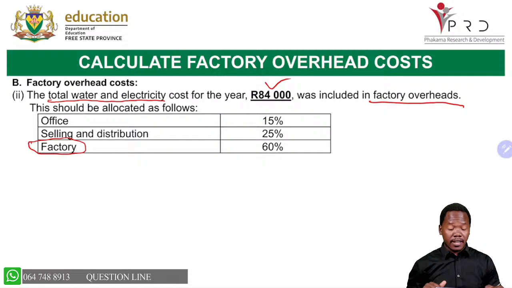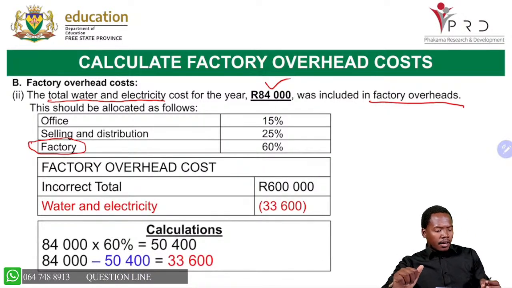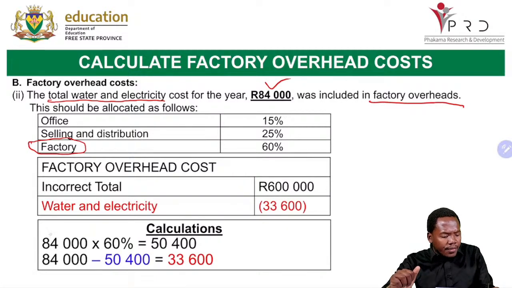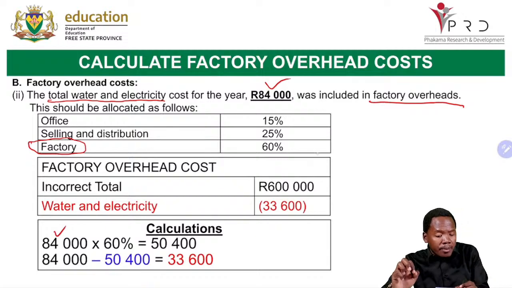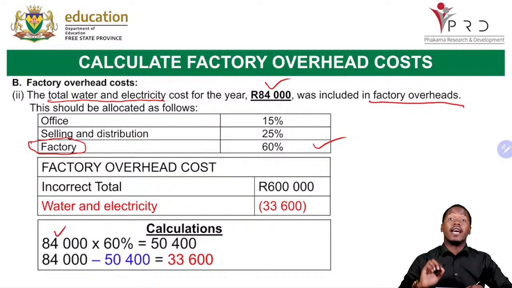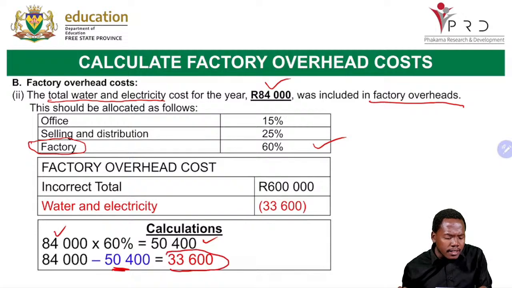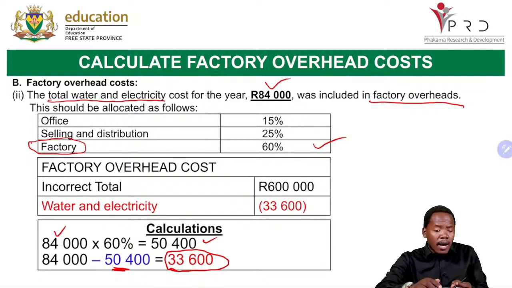Right, I hope you got it right, creators. Let us look at how this is supposed to be done. We're supposed to be having the 84,000, which is our total cost for water and electricity. And then remember, our percentage that we're supposed to allocate is supposed to be 60%. So we first calculate that 60% of the 84,000, we get 50,400. Now we say 84,000 minus 50,400, and then we get to have how much? 33,600.